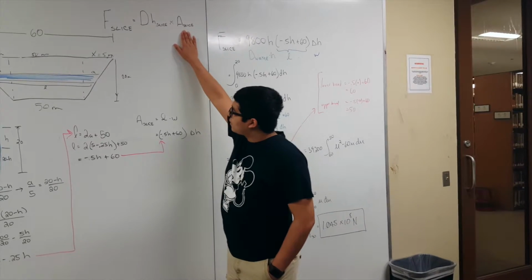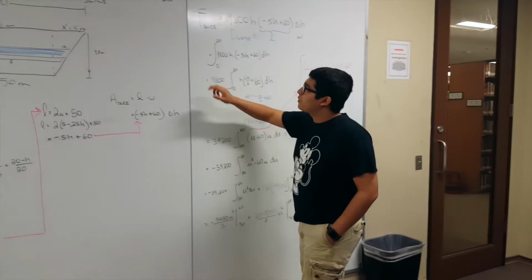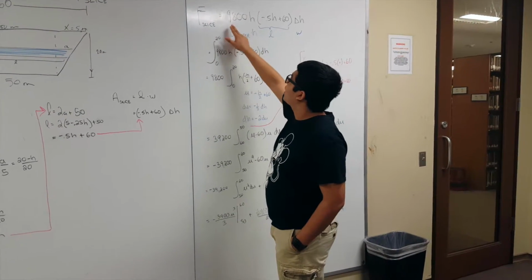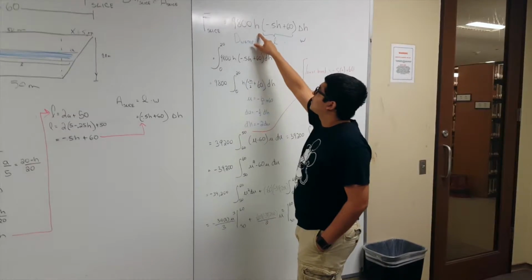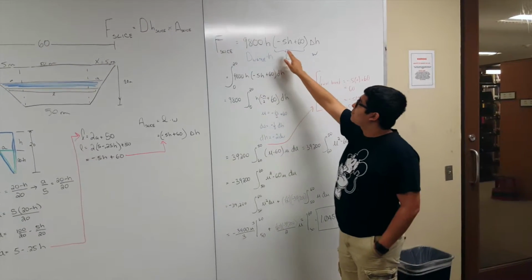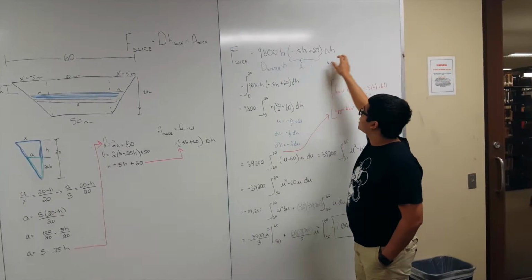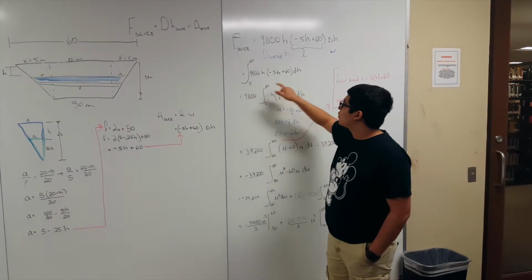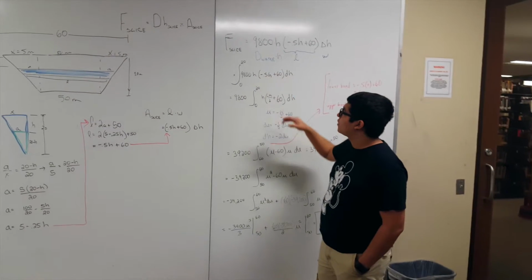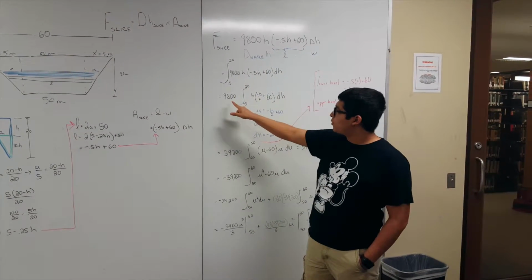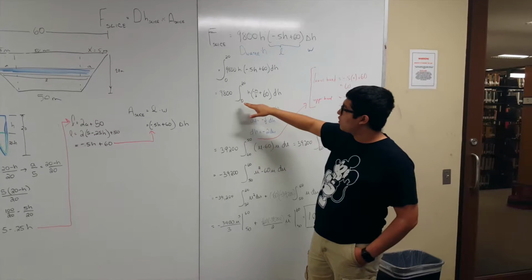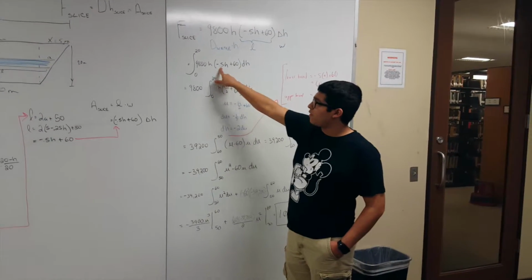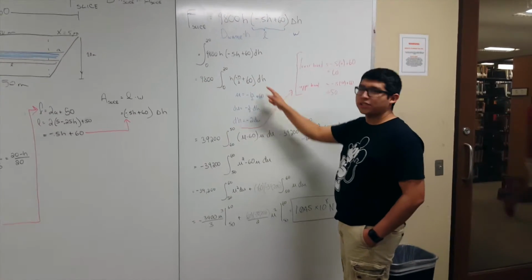Having solved for the area of the slice, we can plug that back into our original force formula for that slice and end up with the formula of 9,800 times the height times negative 0.5 height plus 60 delta h, which, when we plug into the integral, is just dh, as you can see here. Pulling out that 9,800, we end up with 9,800 times the integral from 0 to 20 of h times negative h over 2, which is just 0.5, plus 60 dh.